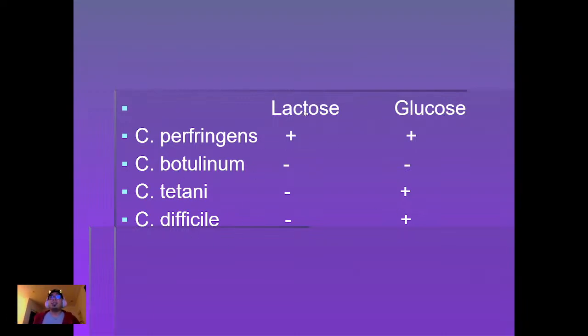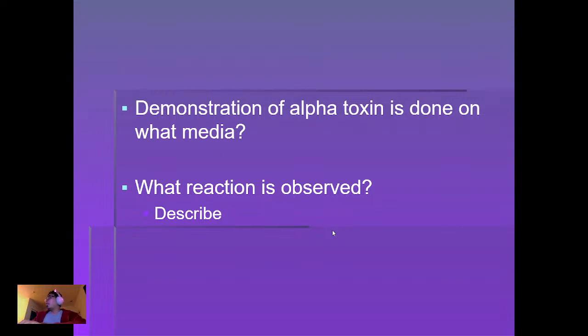And then lactose, glucose. Everything else is positive for glucose except for Clostridium botulinum. Everything else is negative for lactose except for Clostridium perfringens. Yun yung lagi kong pebot D. Yung kanta ng Black Eyed Peas. Yun yung ko sa kanya memorize ko. And I know it's an old thing. You can make your own mnemonics, but for me that's how I remembered it. Pebot D. Okay. The demonstration of alpha toxin is done on what media?